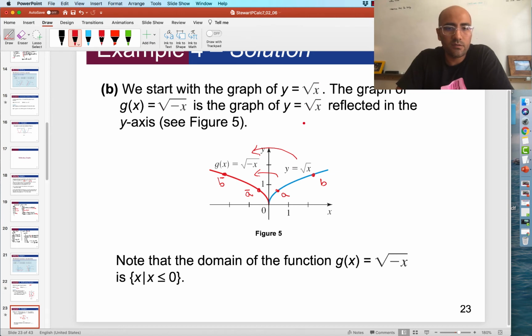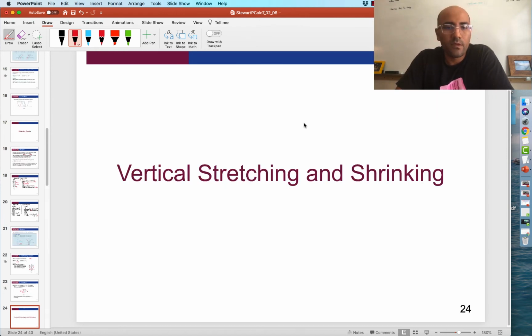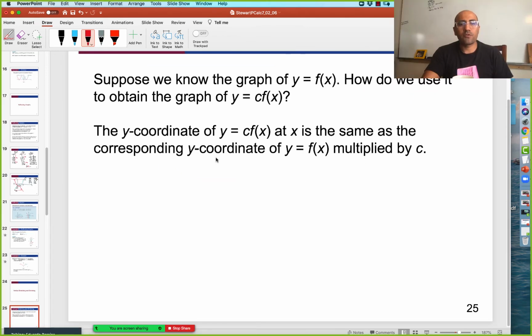Questions, questions, questions? Okay. Vertical stretching and shrinking. So now we just want to consider what happens when we multiply, two more I guess, when we multiply the outside of the function by a constant. So if we take every single value of our function and multiply it by a constant, let's see what happens.